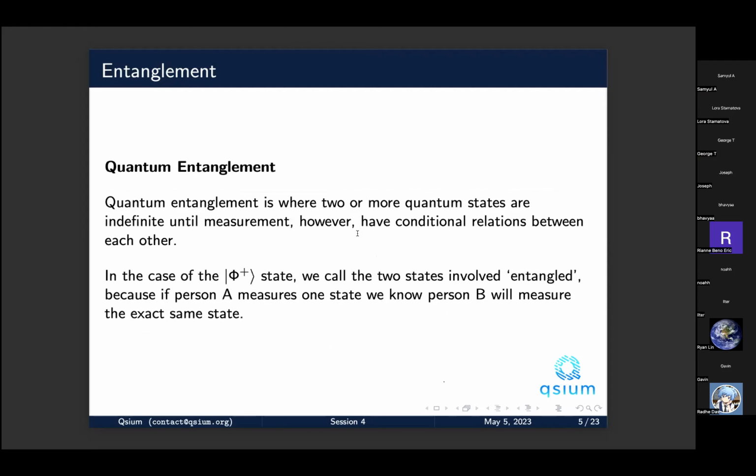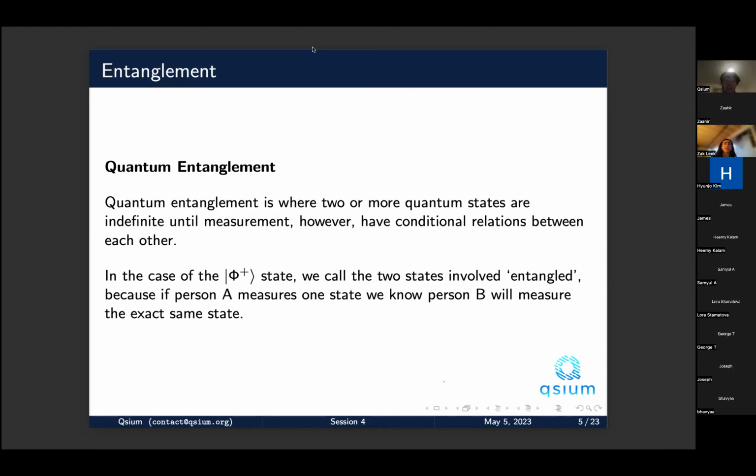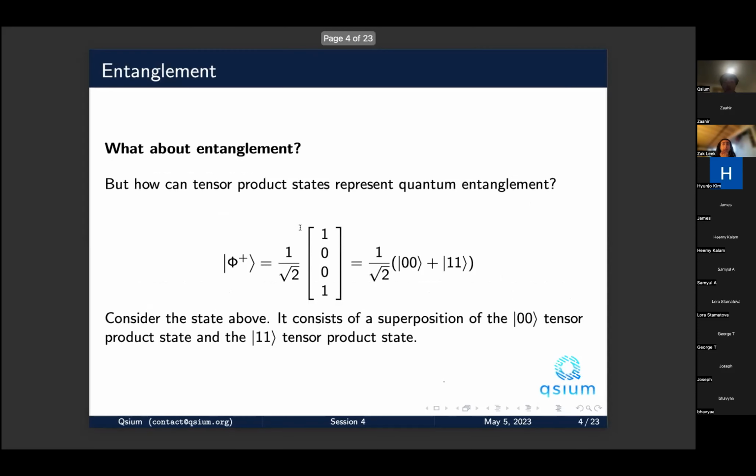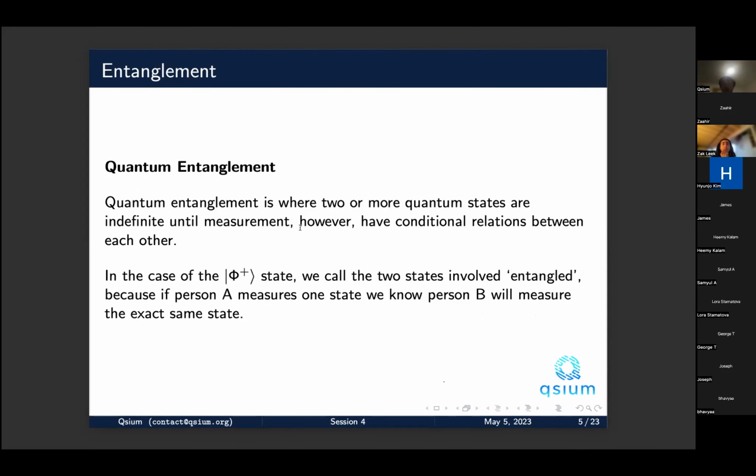So now, what does quantum entanglement mean? I know you have probably heard the word entanglement before. You might have heard "spooky action at a distance", and it has had all sorts of philosophical controversy around the subject. Quantum entanglement is where 2 or more quantum states are indefinite until measurement. However, they have conditional relations between each other. In the case of our Bell state, if we look back here, we call the 2 states involved entangled because if person A measures one state, we know person B will measure the exact same state.